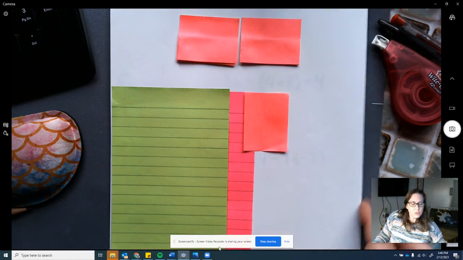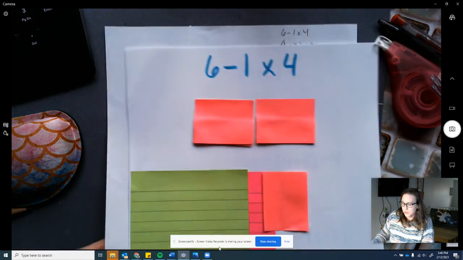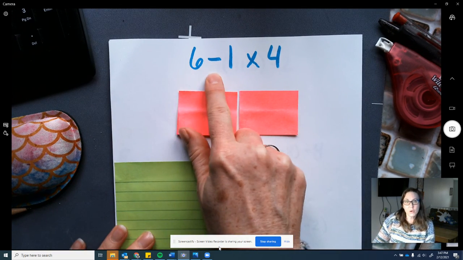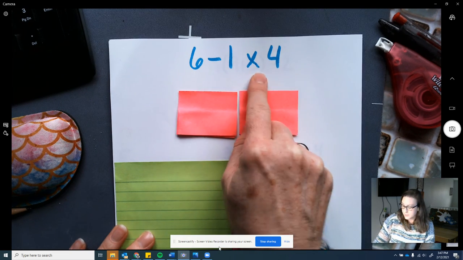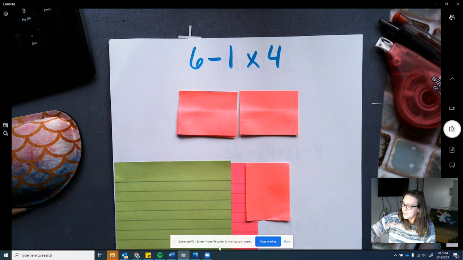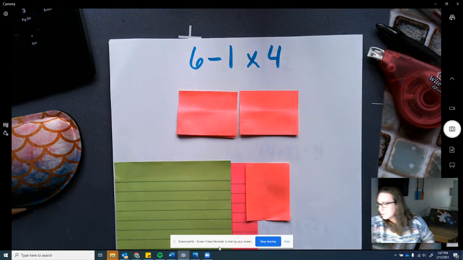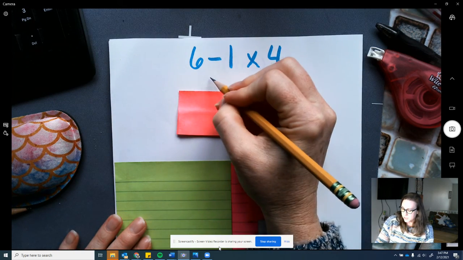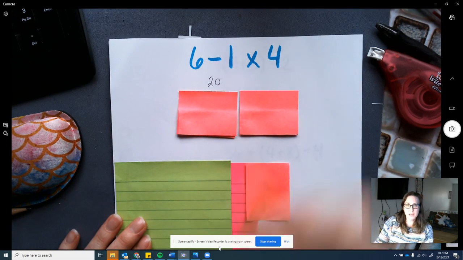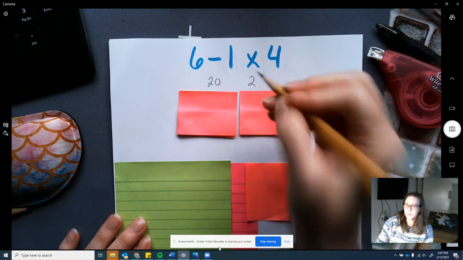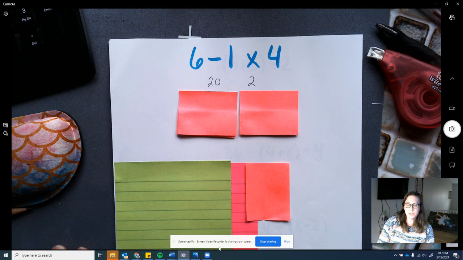Okay, so the order of operations comes into play when we have a problem that has more than one operational sign in it. So here we have 6 minus 1 times 4. In the world, people were coming up with different answers. Some people would say, oh, the answer is 20. And some people would say, oh, no. The answer is not 20, it is 2. And they're like, wait, so which one is it?